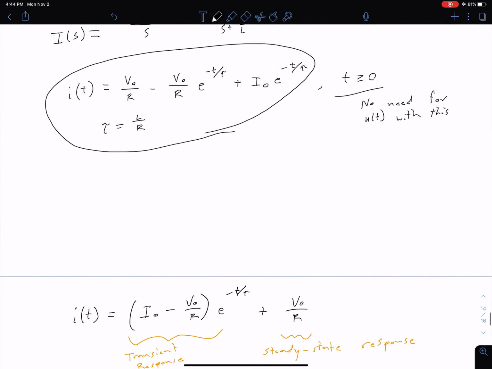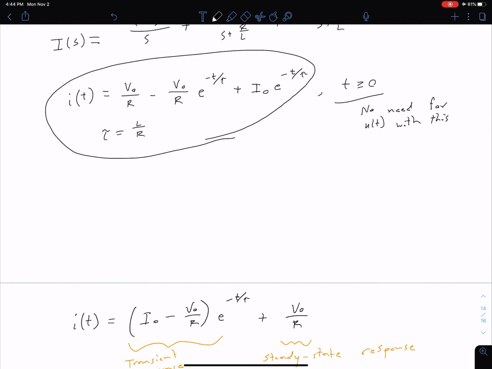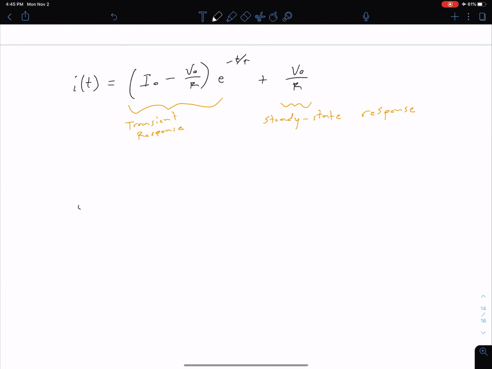Let's look at a slightly different configuration where we group just this term by itself because it's related to our initial conditions, and then group these two terms that are related to that voltage source. So doing that, we can say that our i of t is equal to, from our initial conditions, I naught e to the minus t over tau, plus V naught over R times the quantity of 1 minus e to the minus t over tau.